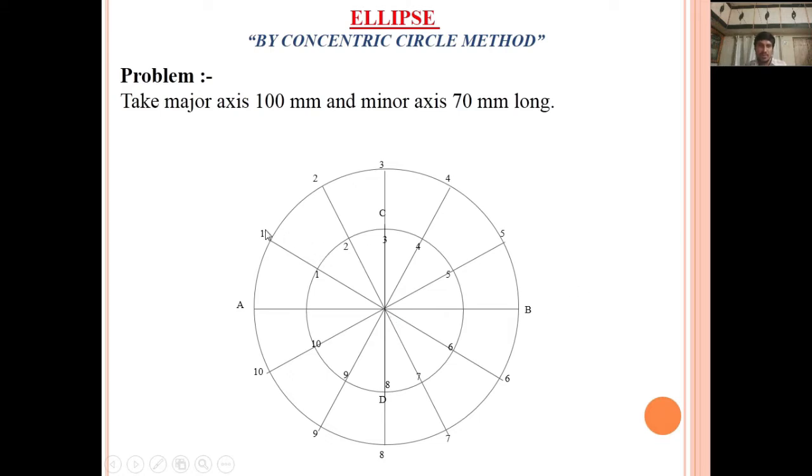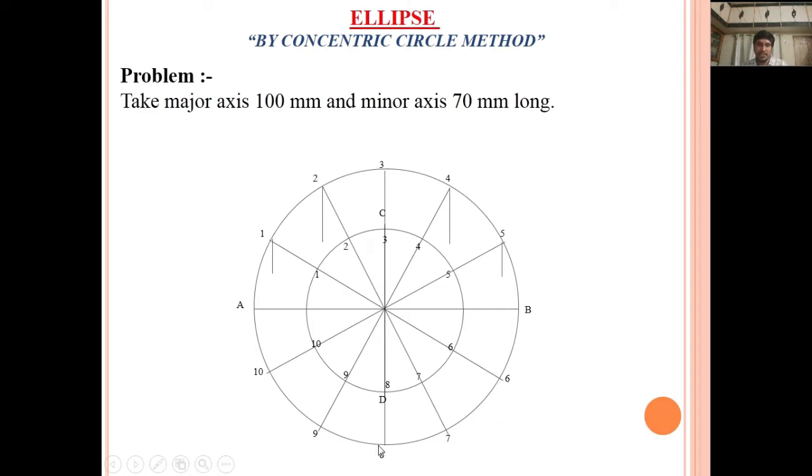Now from point A, draw a vertical line parallel to the minor axis in the downward direction like this. This procedure is the same for all these points 1 to 5. From point 2, draw a vertical line parallel to the minor axis in the downward direction. Point 3 is already drawn. From point 4 the same procedure, point 5 the same procedure.